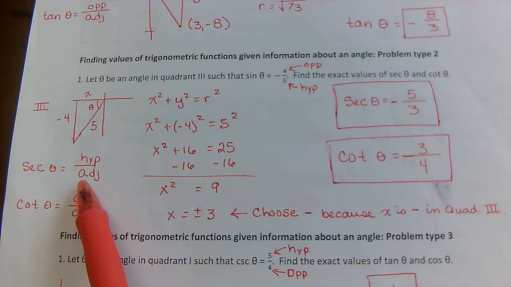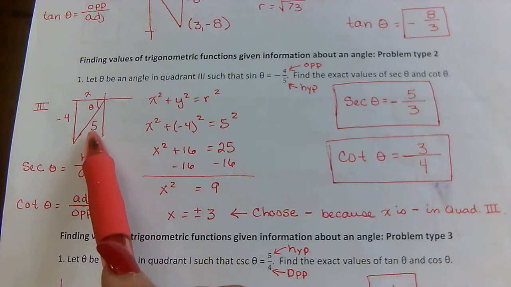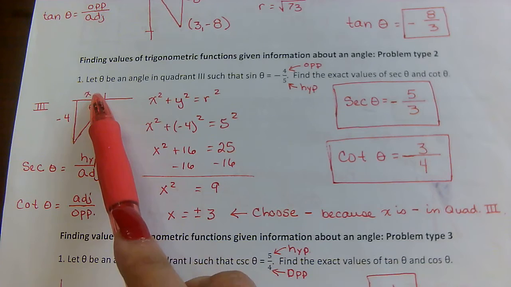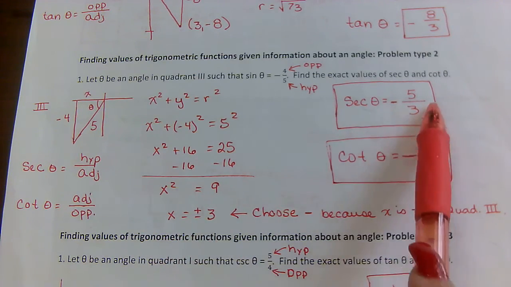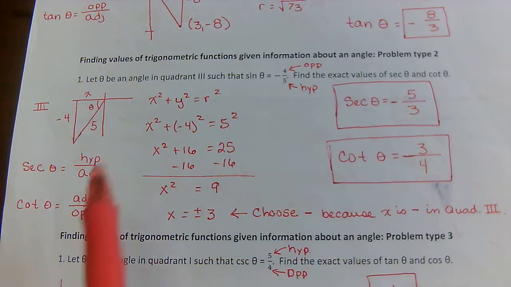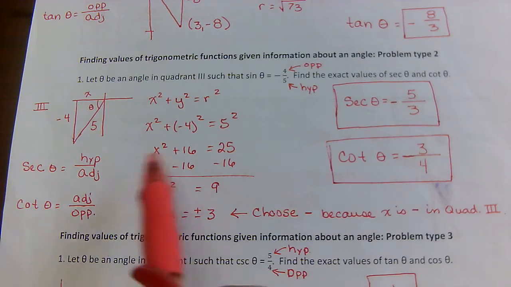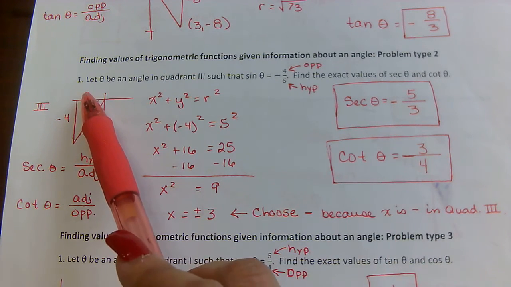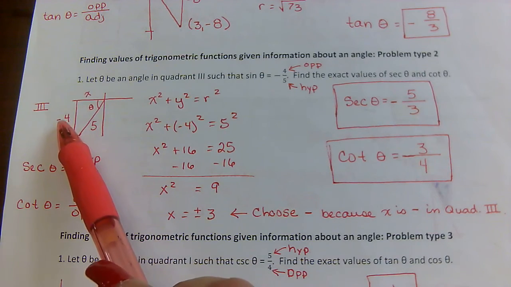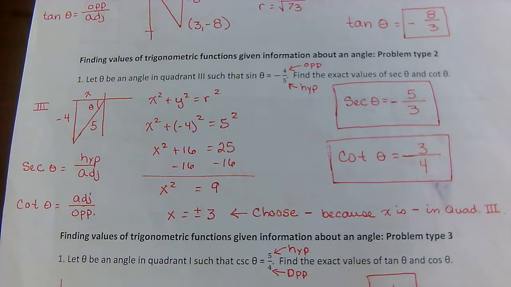Secant is hypotenuse over adjacent. So hypotenuse is 5, adjacent is your -3. So that's why we have it here. Cotangent is adjacent over opposite, which is going to be adjacent is -3, opposite is -4, but the negatives will cancel, so it's just going to be 3/4.